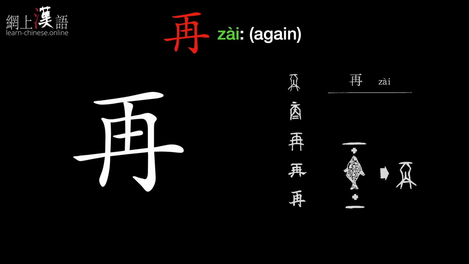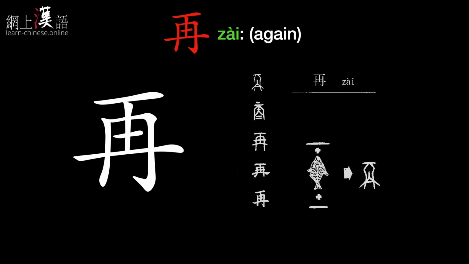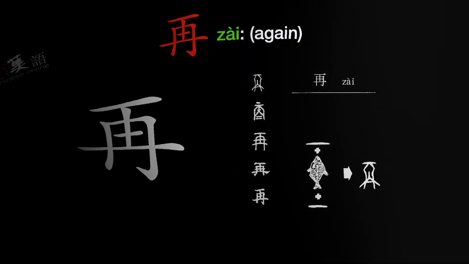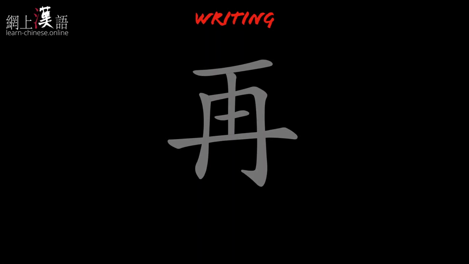Now the character 在 again. This Chinese character cannot be used alone. The original meaning of 在 was 2 fishes. Then it was extended to express the meaning twice and again. Writing this character is not that hard, but you must pay attention to details. The vertical line doesn't cut the top or the bottom.